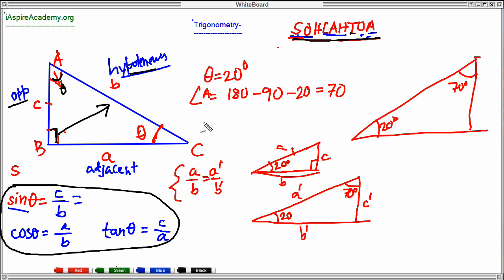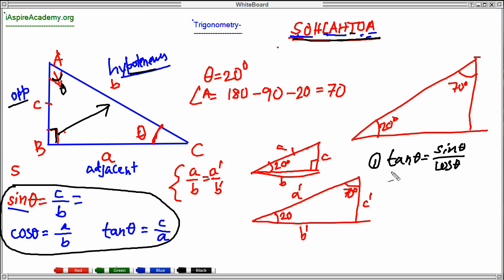So these are the basic rules of trigonometry. Now there is one more: tan theta is equal to sine theta by cos theta, or cosine theta. You can say cos theta also. Some people say cos theta, but you can say the full thing, which is cosine.